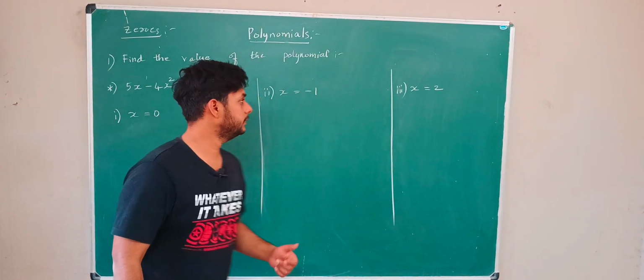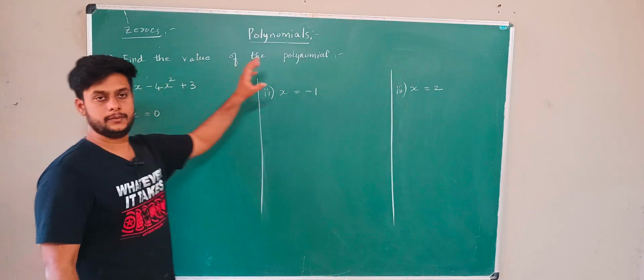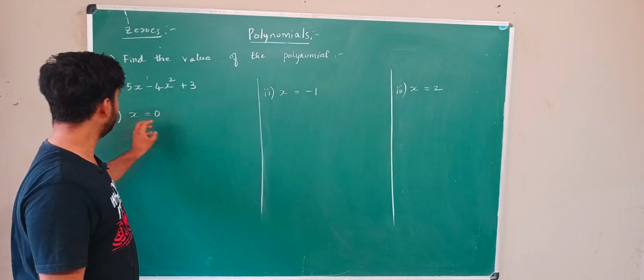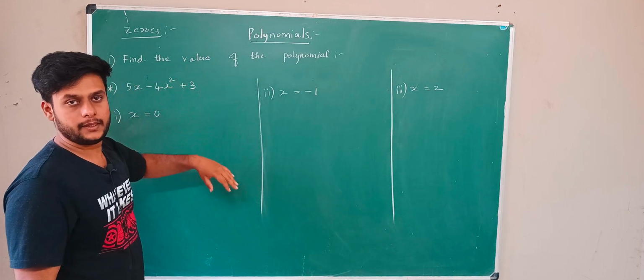Okay students, we will do this sum now. This is: find the value of the polynomial. So I should just find the value. This is the expression, and this is the value that I should put here. I will get one value that I should write.